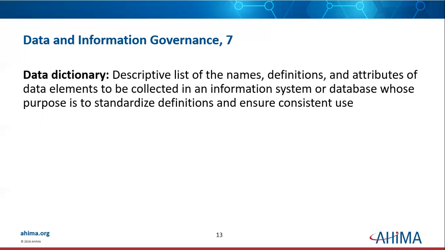Okay, and then our last one, data dictionary. Data dictionary is a descriptive list of the names, definitions, and attributes of data elements to be collected in an information system or database whose purpose is to standardize definitions and ensure consistent use. So why is standardization important? Because what? It ensures compliance through consistency. And therefore, you're able to accomplish a certain degree, a certain threshold of quality and or productivity.